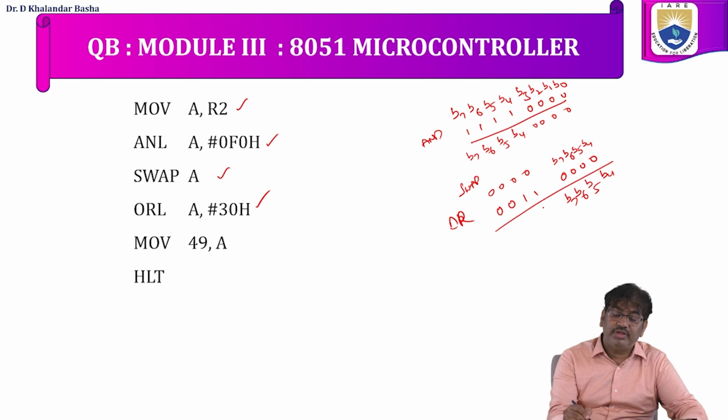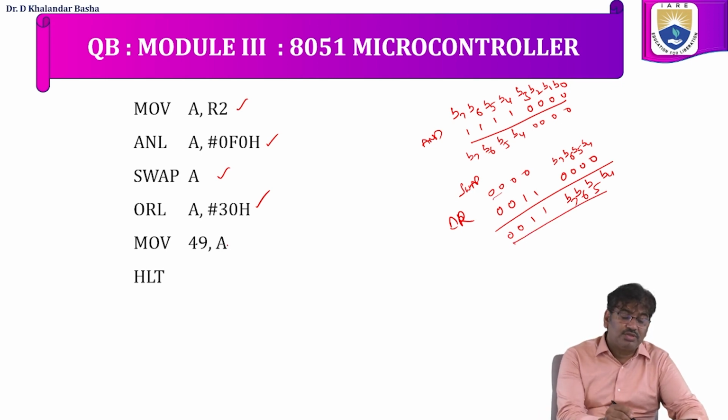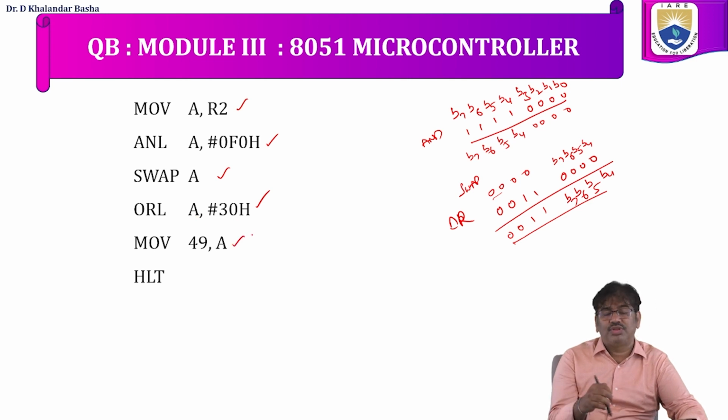If any bit is ORed with 1, you get 1 only. If any bit is ORed with 0, this data only will be sent. Now this is the ASCII equivalent for X. So the accumulator contents will be moved to the target location, which is 49H. Then we will terminate the program by using the halt instruction.